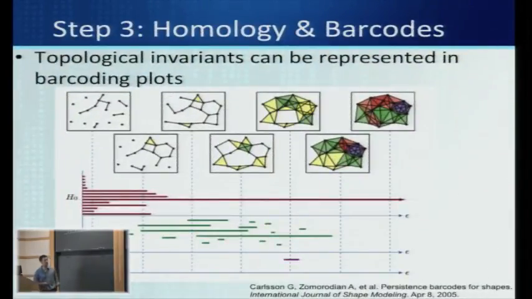So here is an example of how this is summarized. Let's start with these points in this space. And this is the scale, where we are going to look at the different objects.